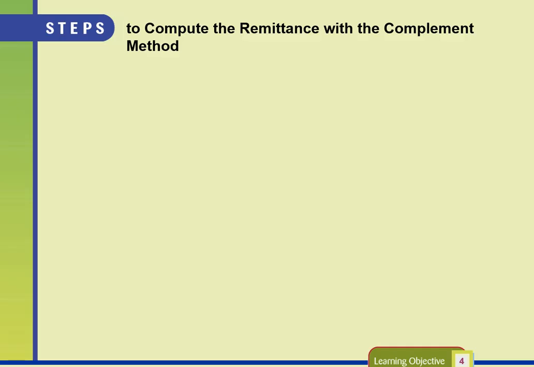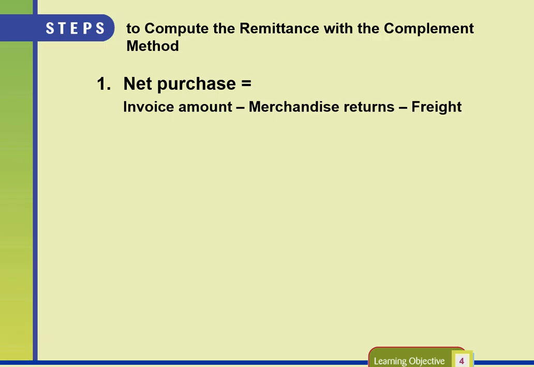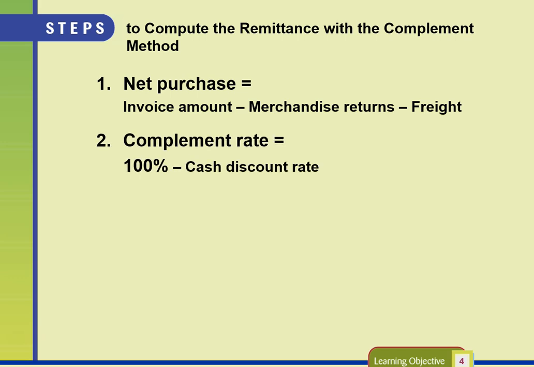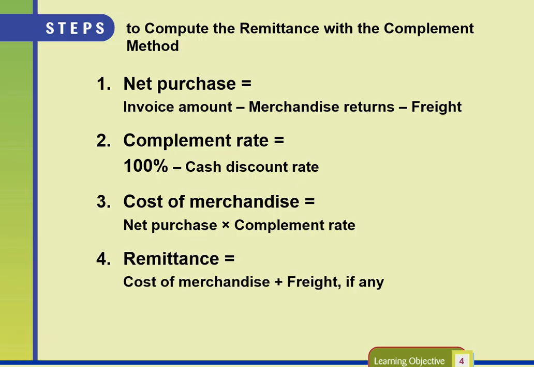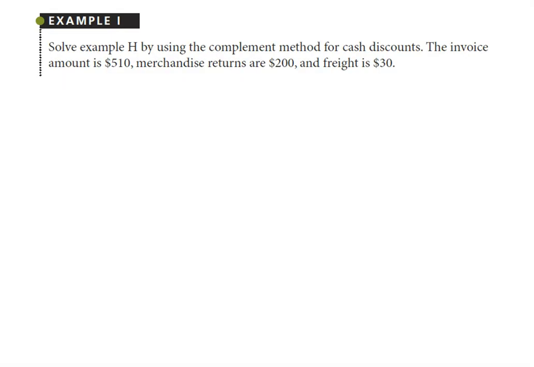Okay, there's also a complement method for computing your remittance. And so here's a process. So first we would start with the net purchase. That's just the invoice amount minus any merchandise returns or freight. Next, you would find the complement rate by subtracting the cash discount rate from 100%. And then we would just multiply the net price by the complement rate to get the cost of merchandise. And then finally, if there was any freight, just like before, we would just add it back in to get the remittance or the total amount that the buyer needs to pay.